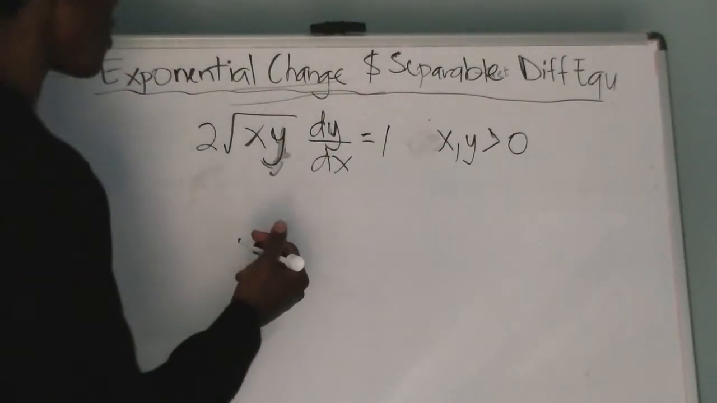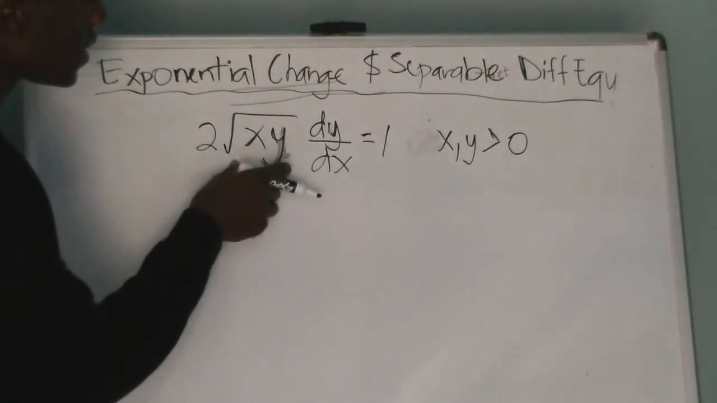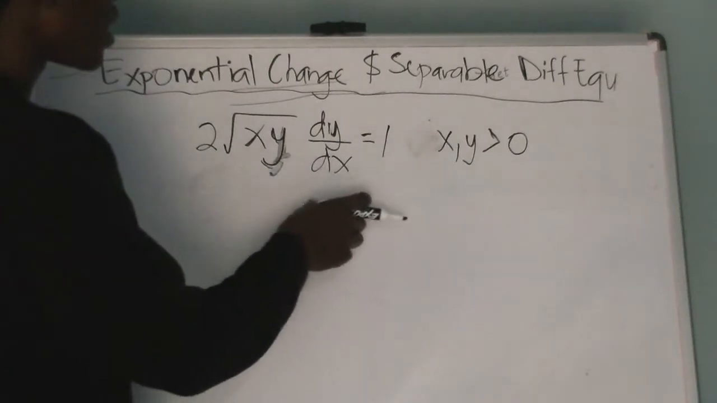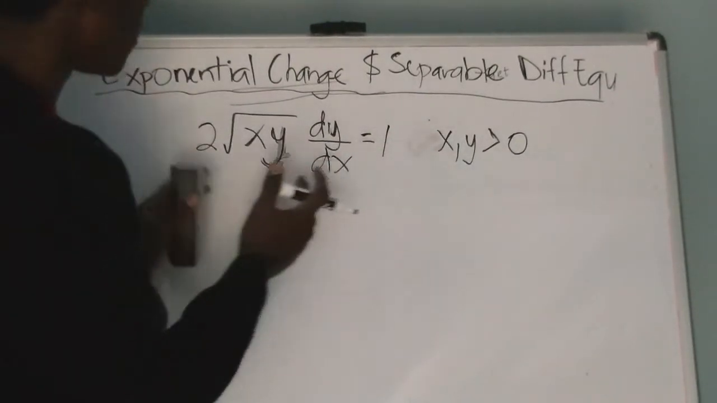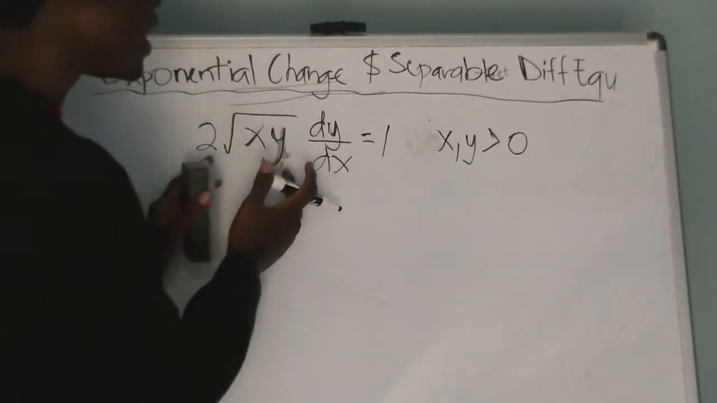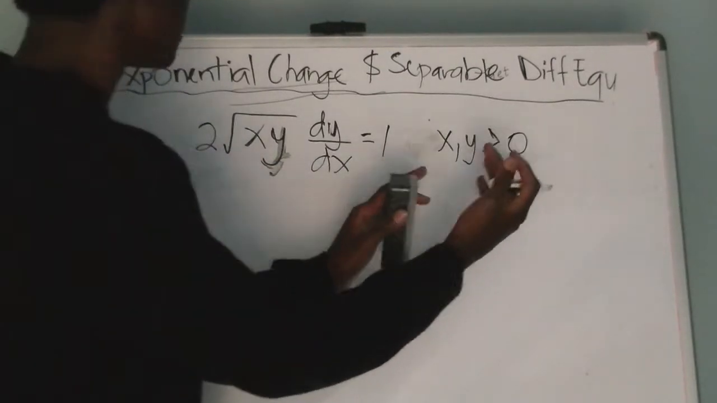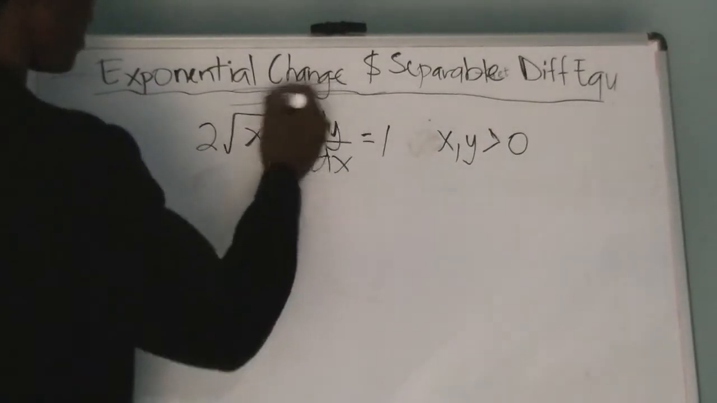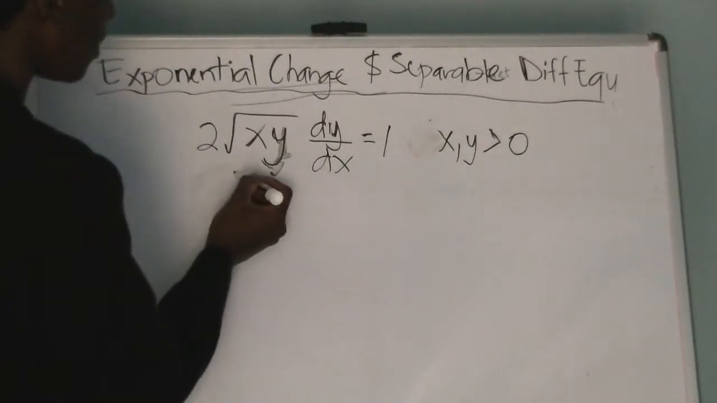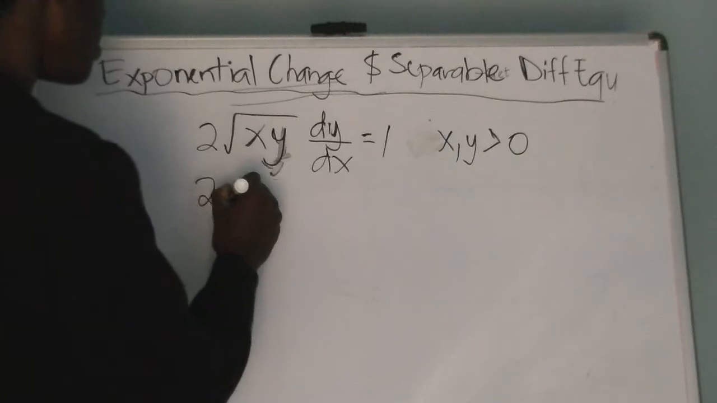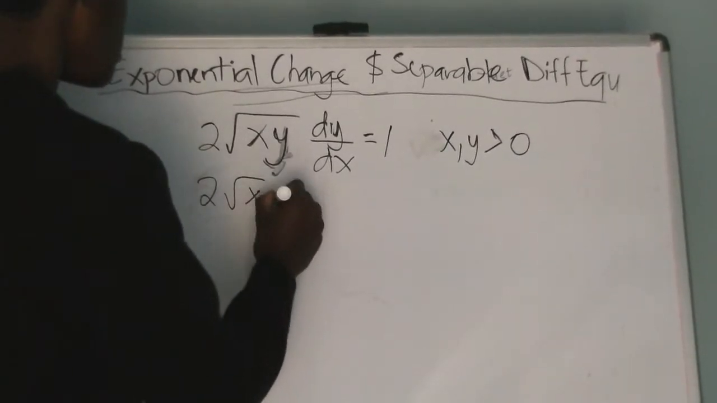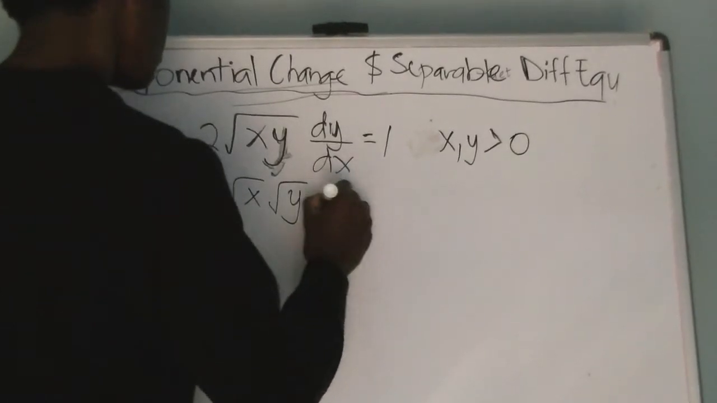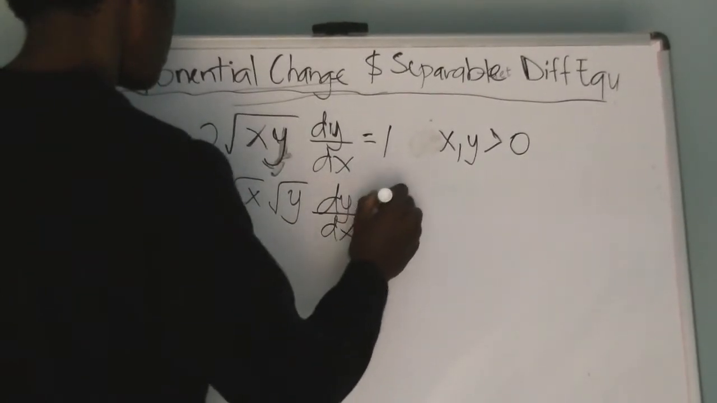So what I would do first is separate this square root, so I can easily break it up and have all my y's and dy's on one side, and all my x's and dx's on the other. And to do that, I know I can rewrite this part as 2 square root of x times the square root of y dy over dx equals 1.